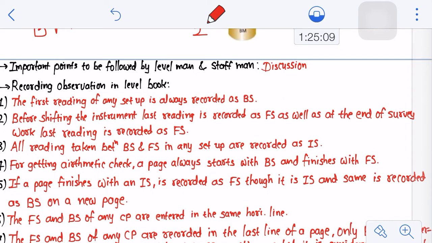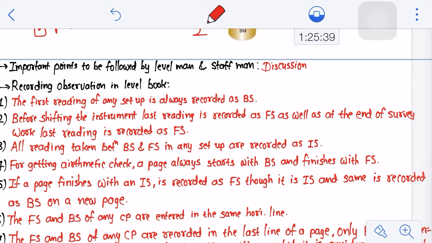Okay, which are the different points that are to be followed by levelmen? Starting with the first one, the level should be kept at a position so that a number of readings can be taken. You don't want to change the position of your level every time or so frequently, because it is a tedious exercise and it may increase the chances of error in your survey work as well. So it is generally kept at a position so that a number of readings can be taken, and it should not be placed on the center line, right?